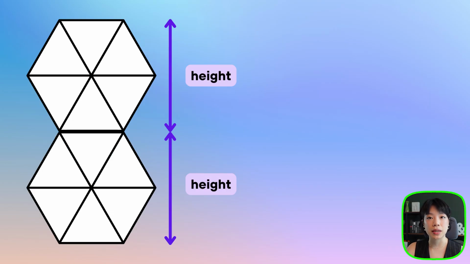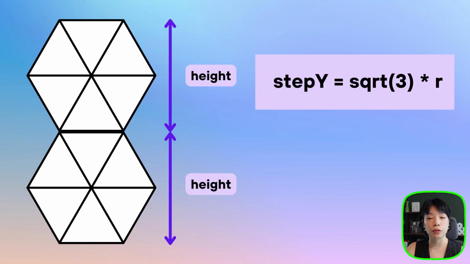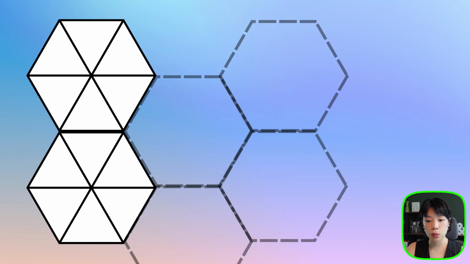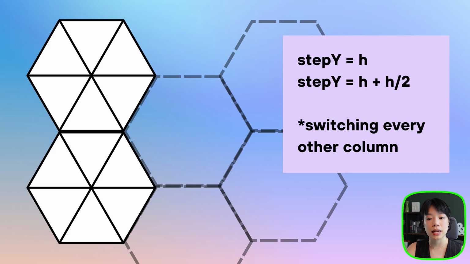As for the vertical spacing, there is no overlapping between the tiles, so it would just be the height, which is the square root of 3 times r. But the catch is that when we build a grid, the columns are actually staggered, so every other column is shifted down by half of the height.